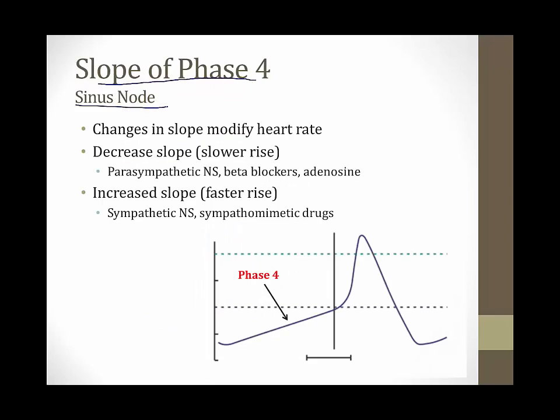And you should be aware that there are a number of different things that change the slope of phase 4 among cells in the sinus node to modify the heart rate. Things that decrease the slope, leading to a slower rise and a lower heart rate, include the parasympathetic nervous system. This is how the parasympathetic nervous system modifies heart rate. We've already discussed beta blockers, and the antiarrhythmic drug adenosine also lowers the slope of phase 4. And then there are some things that increase the slope of phase 4, leading to a faster rise in membrane potential and a higher heart rate. This is the way the sympathetic nervous system speeds up your heart rate as part of the fight or flight response. It's also the way that a number of sympathomimetic drugs function.